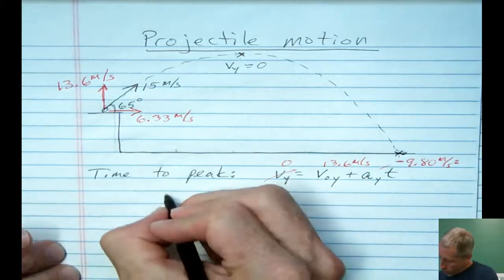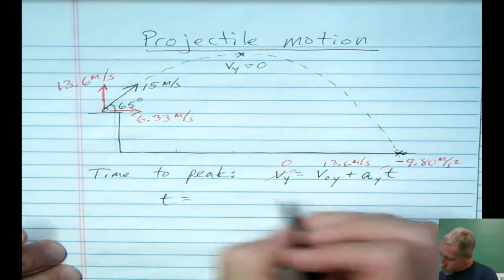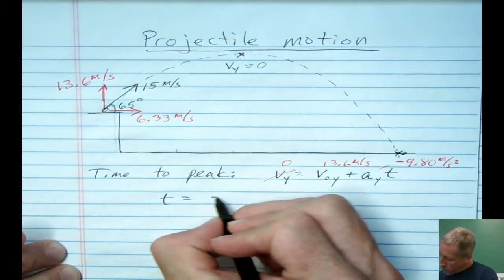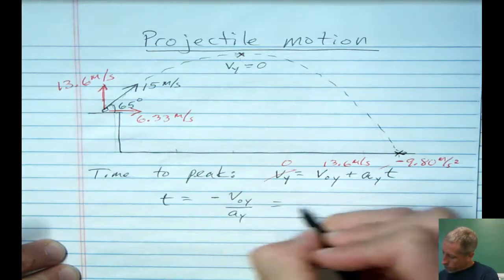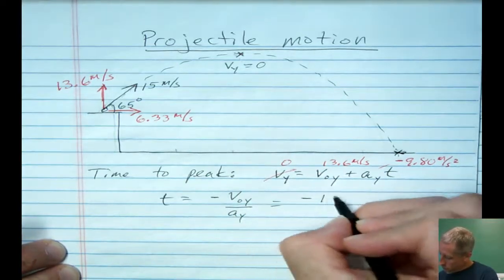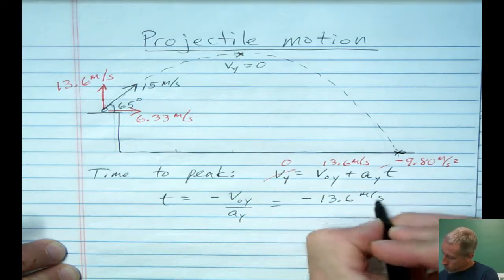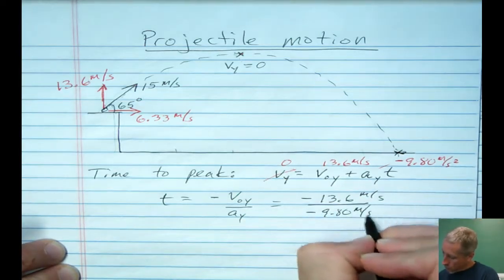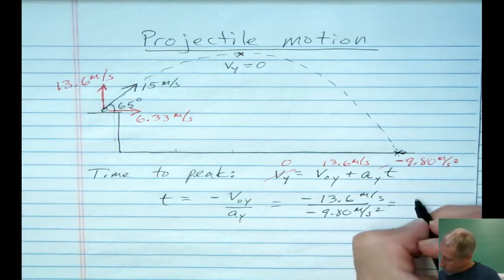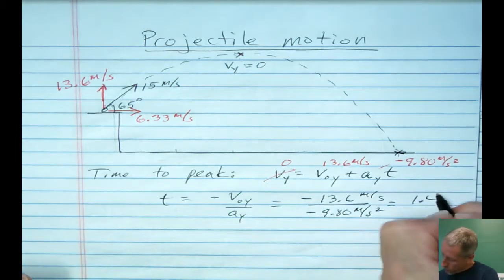So maybe writing it out formally, it looks a little better. This would be negative v naught y divided by a sub y. So that's the opposite of 13.6 meters per second divided by a negative 9.80 meters per second squared. And that'll give me about 1.4 seconds or so.